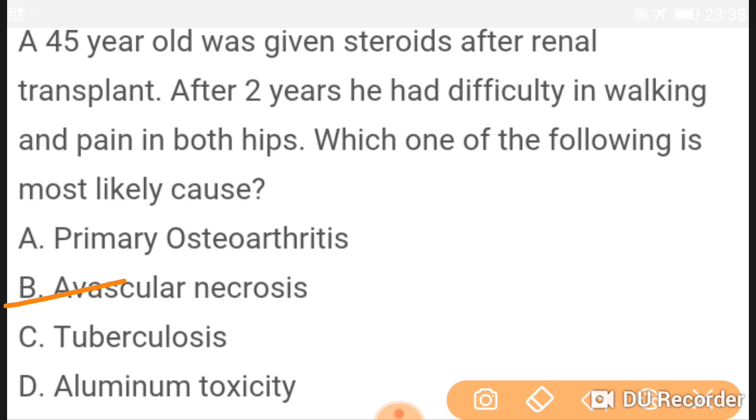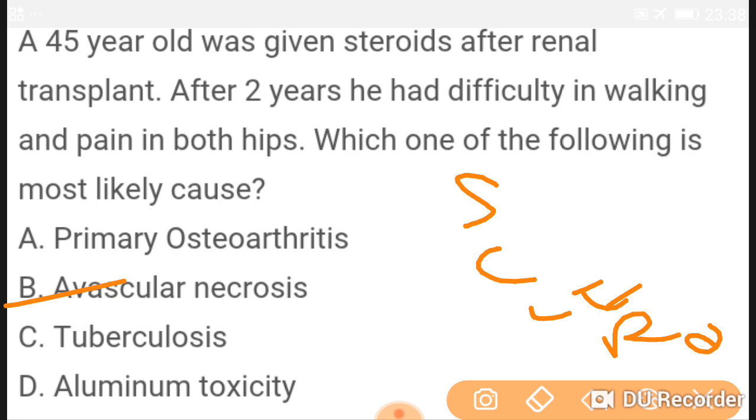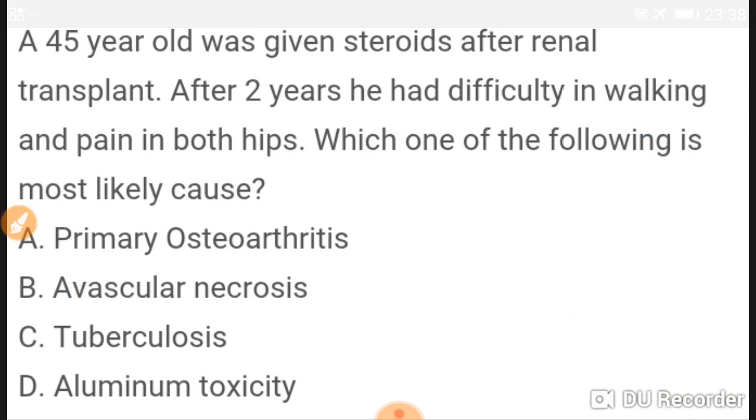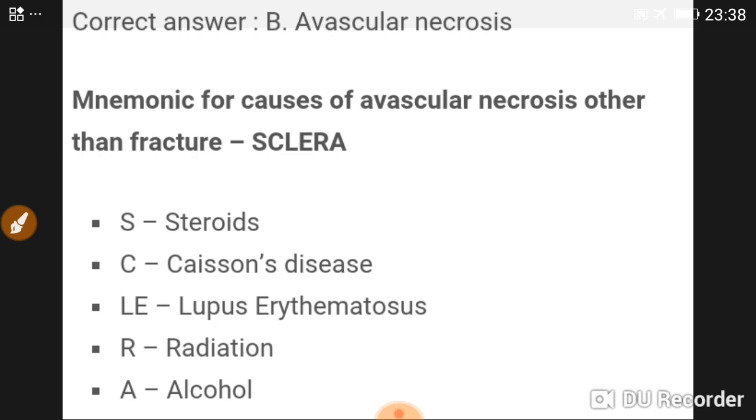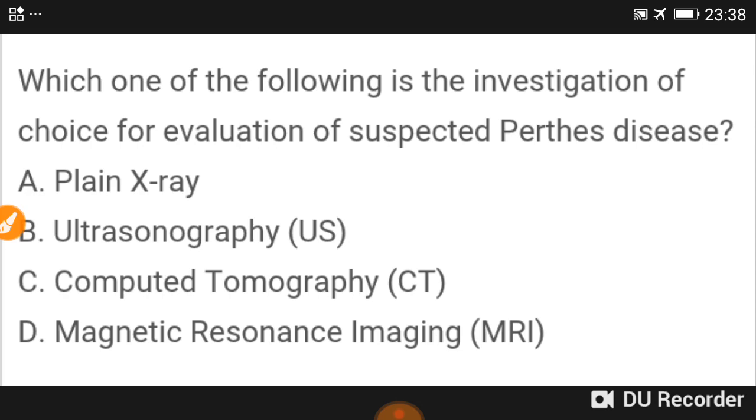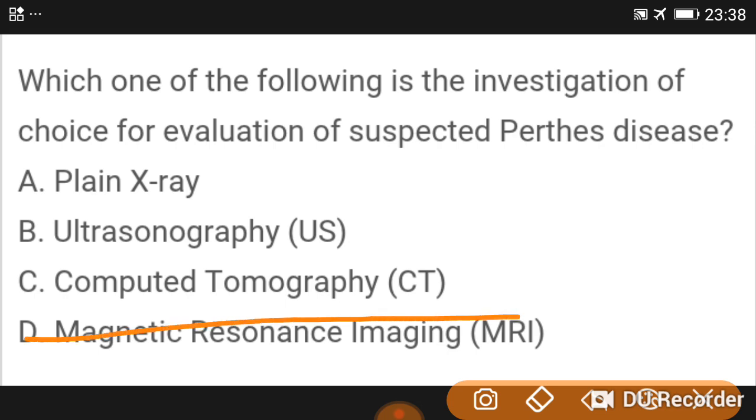Like SCLEROSIS minus the I: S for steroids, C for Caisson's disease, L E for lupus erythematosus, R for radiation, and A for alcohol, responsible for avascular necrosis. Which one of the following is the investigation of choice for evaluation of suspected Perthes' disease? Investigation of choice is MRI.